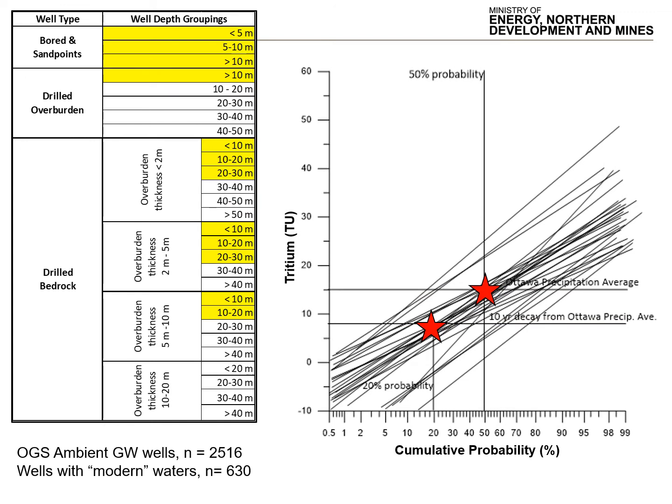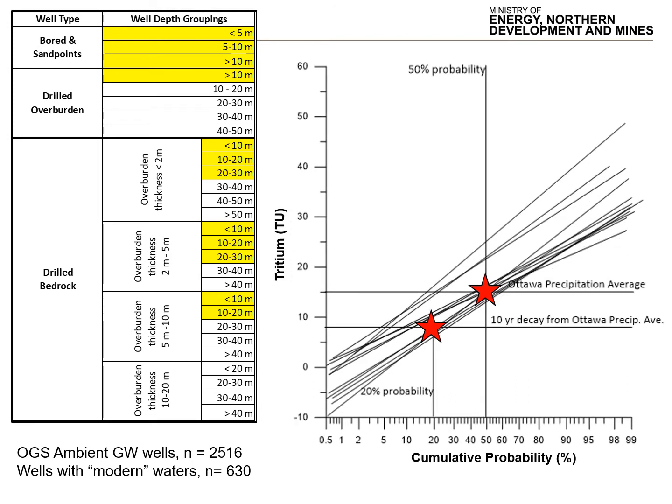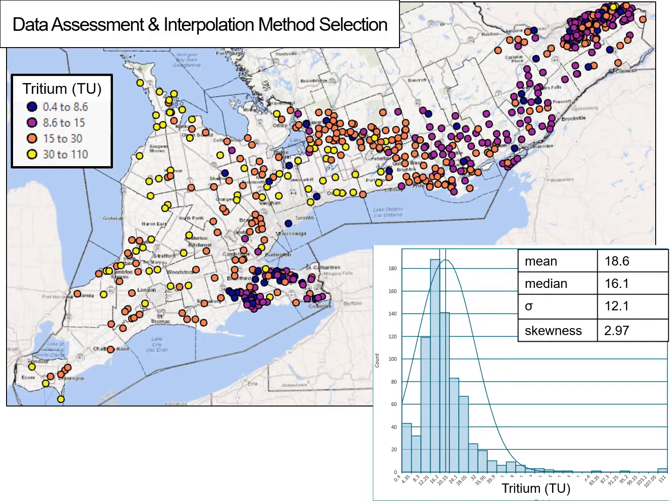And here's a look at all the data together. And now we're looking just at the data from the well groupings that made the cut. So of the 2,516 wells sampled in Southern Ontario in the ambient groundwater program, only 630 wells are selected to represent the shallow modern conditions that we're trying to capture.